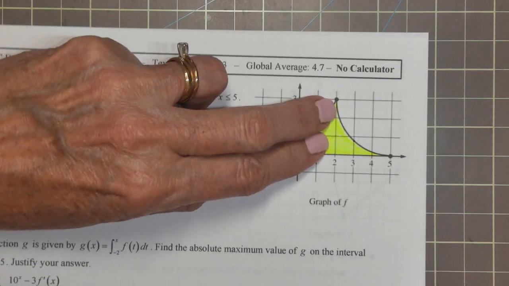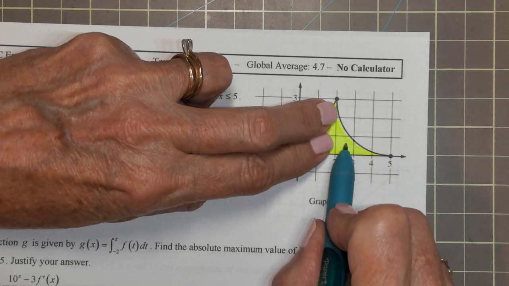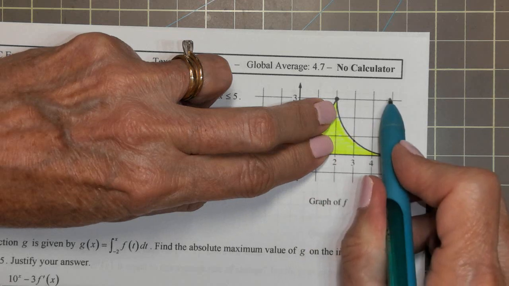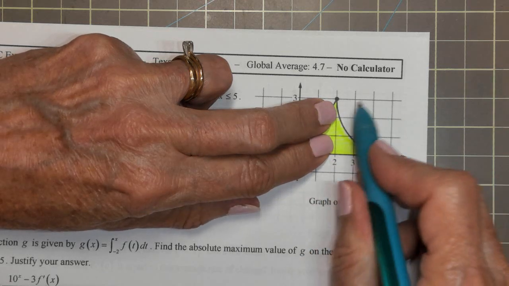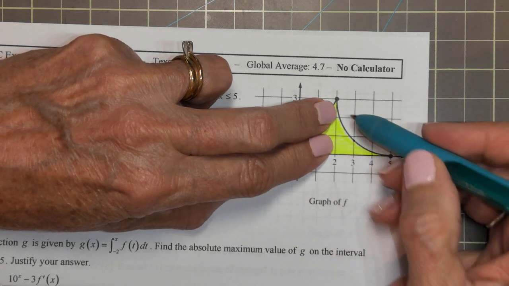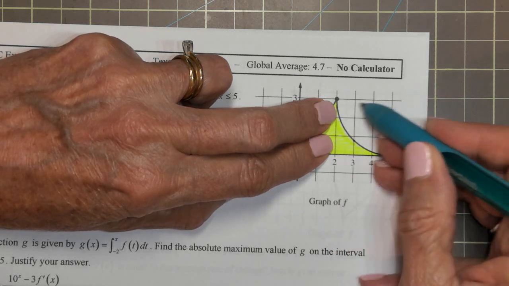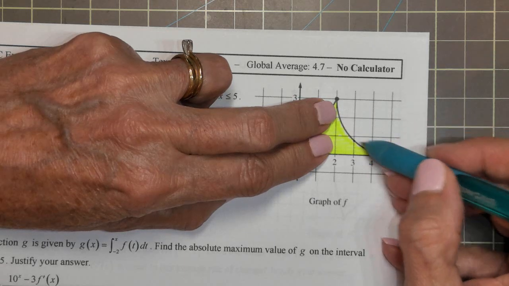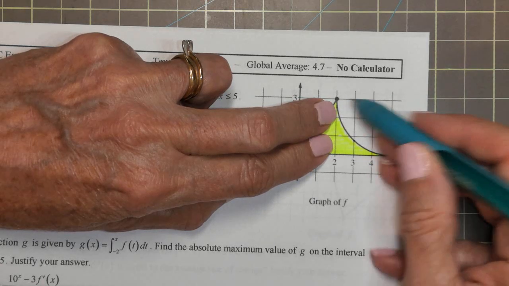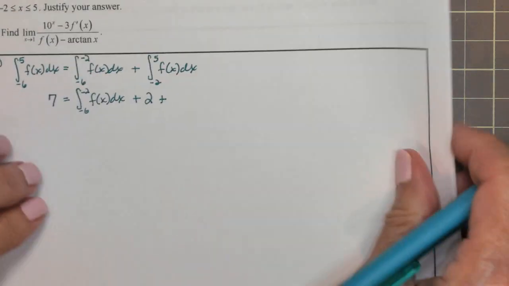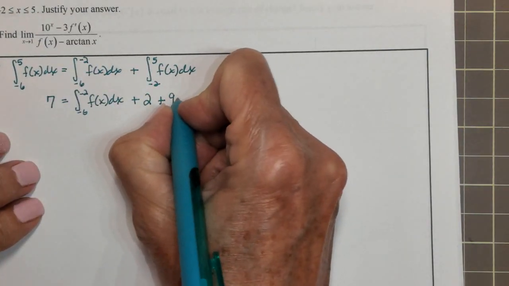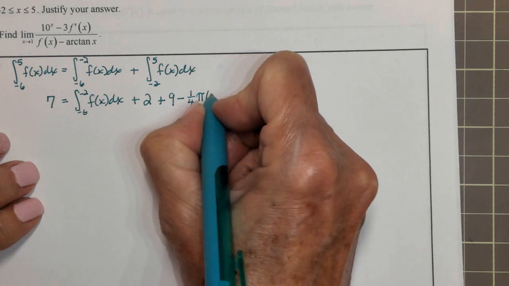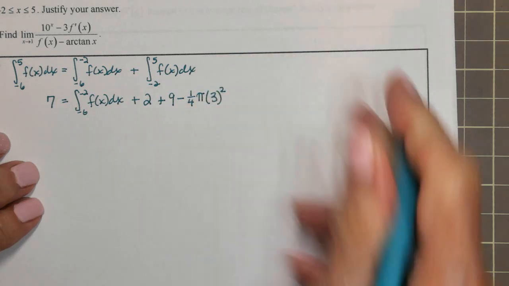And now I'm going to come back up here. I want this area right here, and it is the remainder from this square when I remove that quarter of a circle. So the whole square is 9, because there are 9 blocks right there. And I'm going to subtract out this quarter of a circle with radius 3. So 9 minus 1/4 pi r squared, where r is 3.